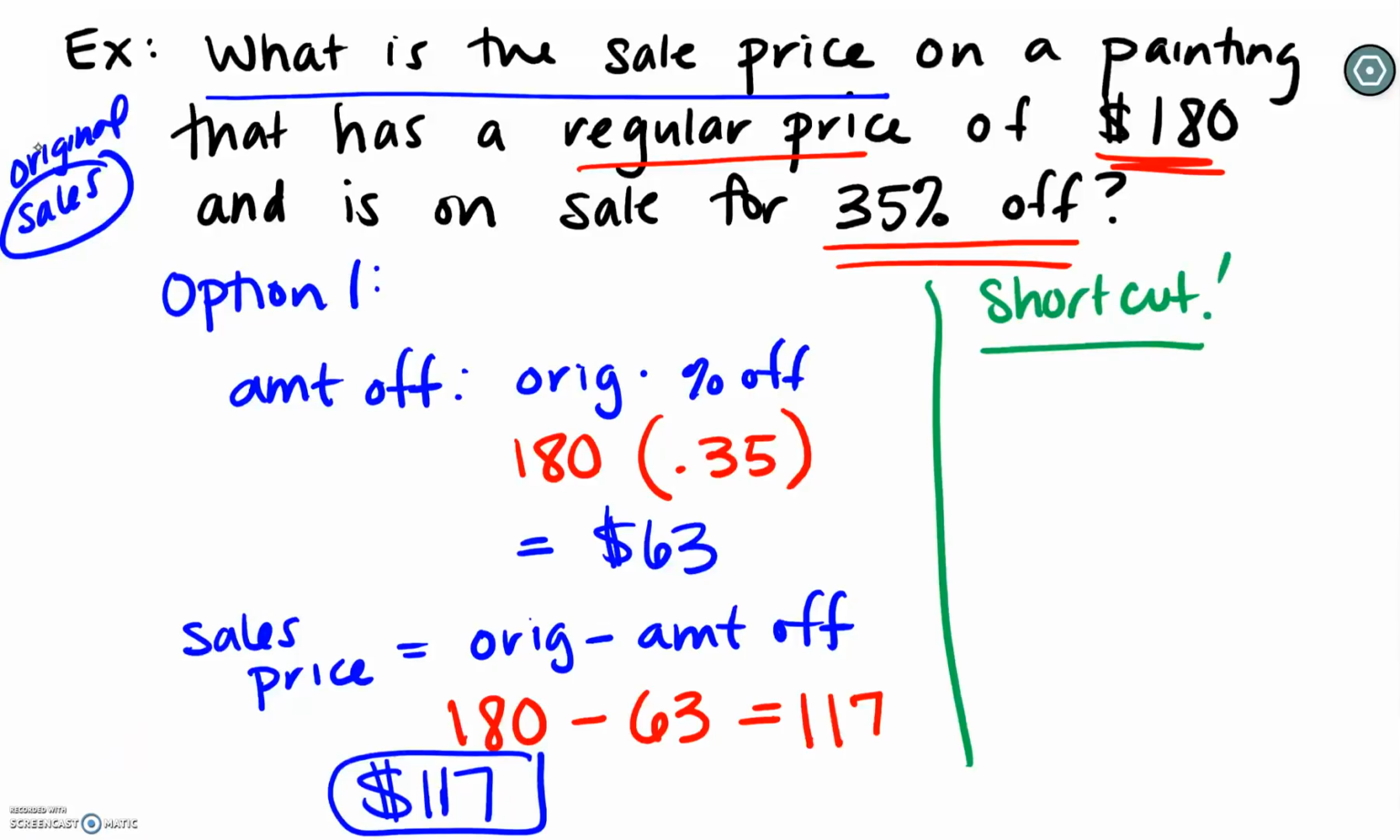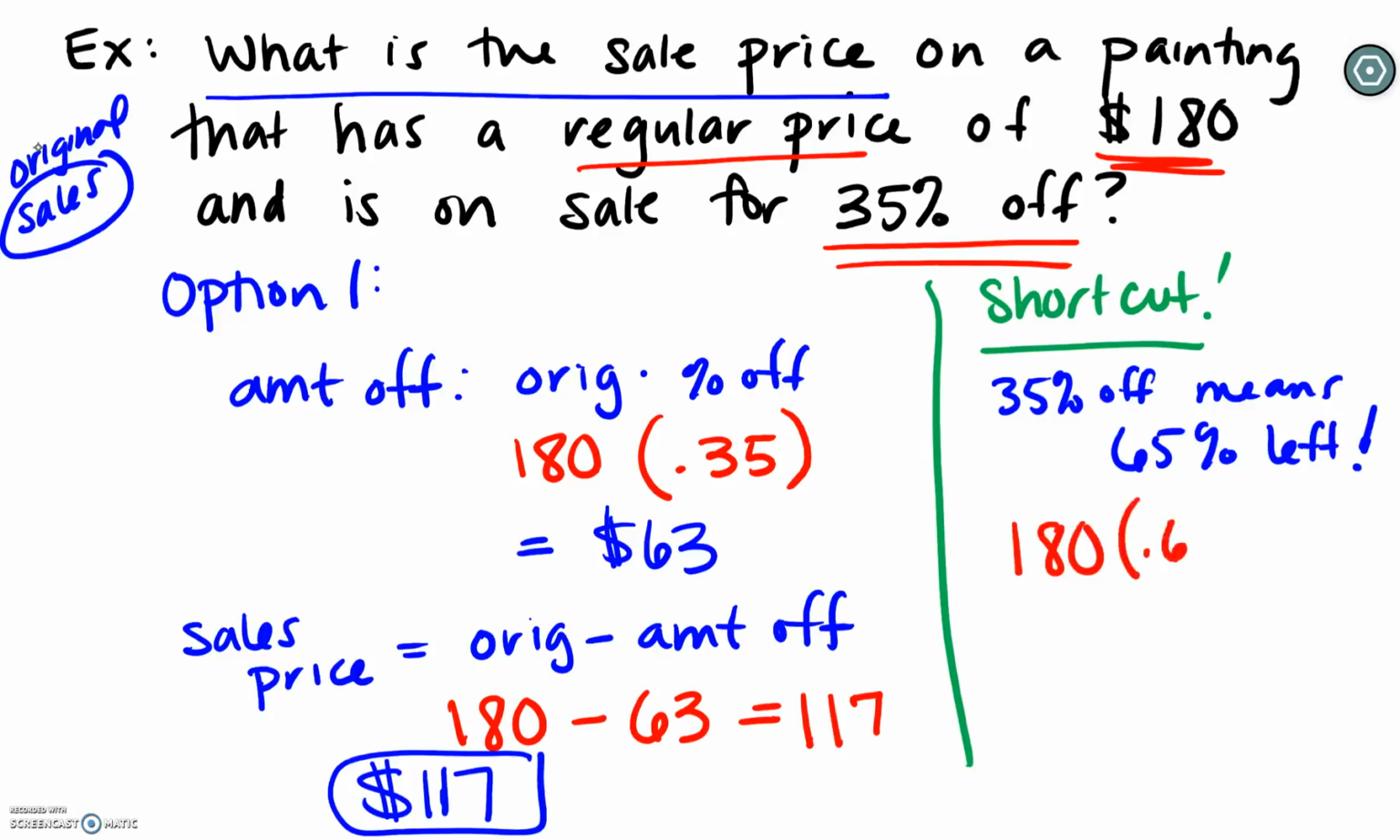If it's 35% off, okay, 35% off means 65% left over, right? So if there's 65% left, we can just use that as our shortcut. That's what we're going to pay for. So we're going to pay for 65% of 180. You just type that in your calculator, and you're done.